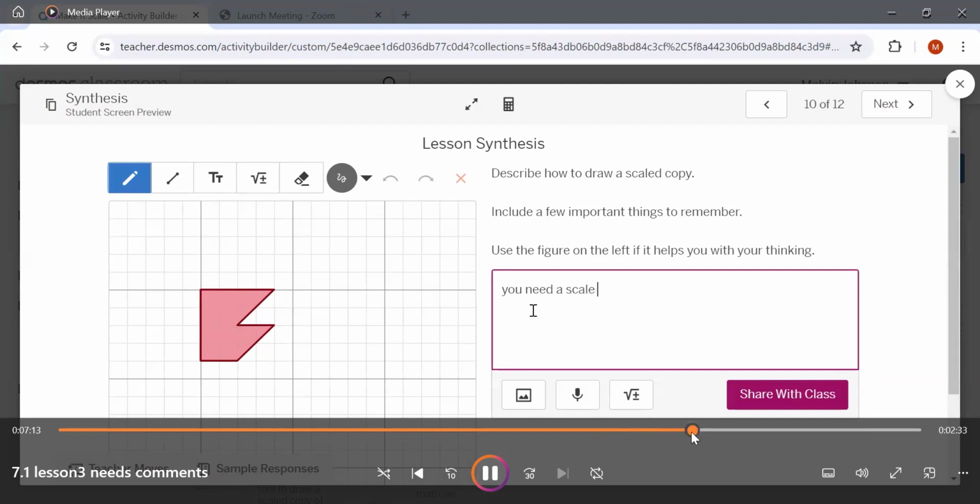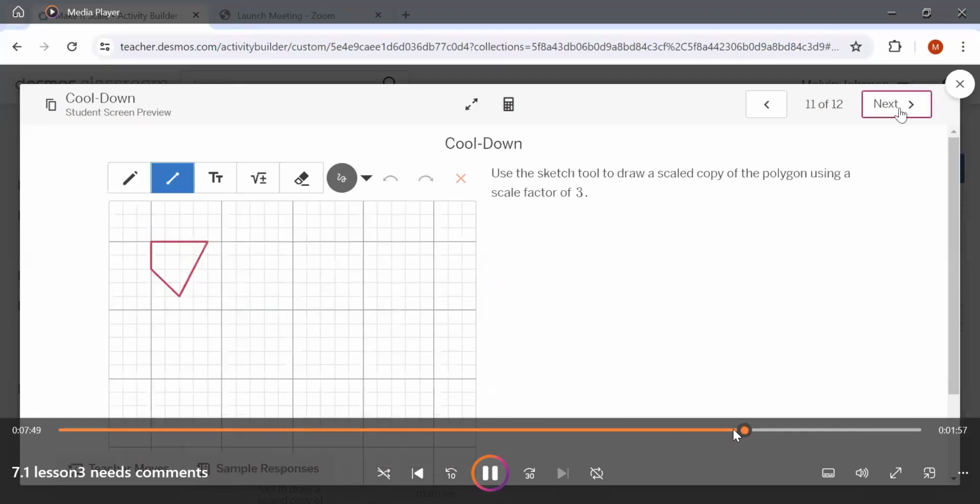We'll go ahead and move on to the cool down. So we go to the cool down. Again, this is the final thing that I finally learned. We're doing a scale factor of 3. We know that if the side is 2 and the scale factor is 3, that means 2 times 3 is what? 6. We're going to go 6. 1, 2, 3, 4, 5, 6.